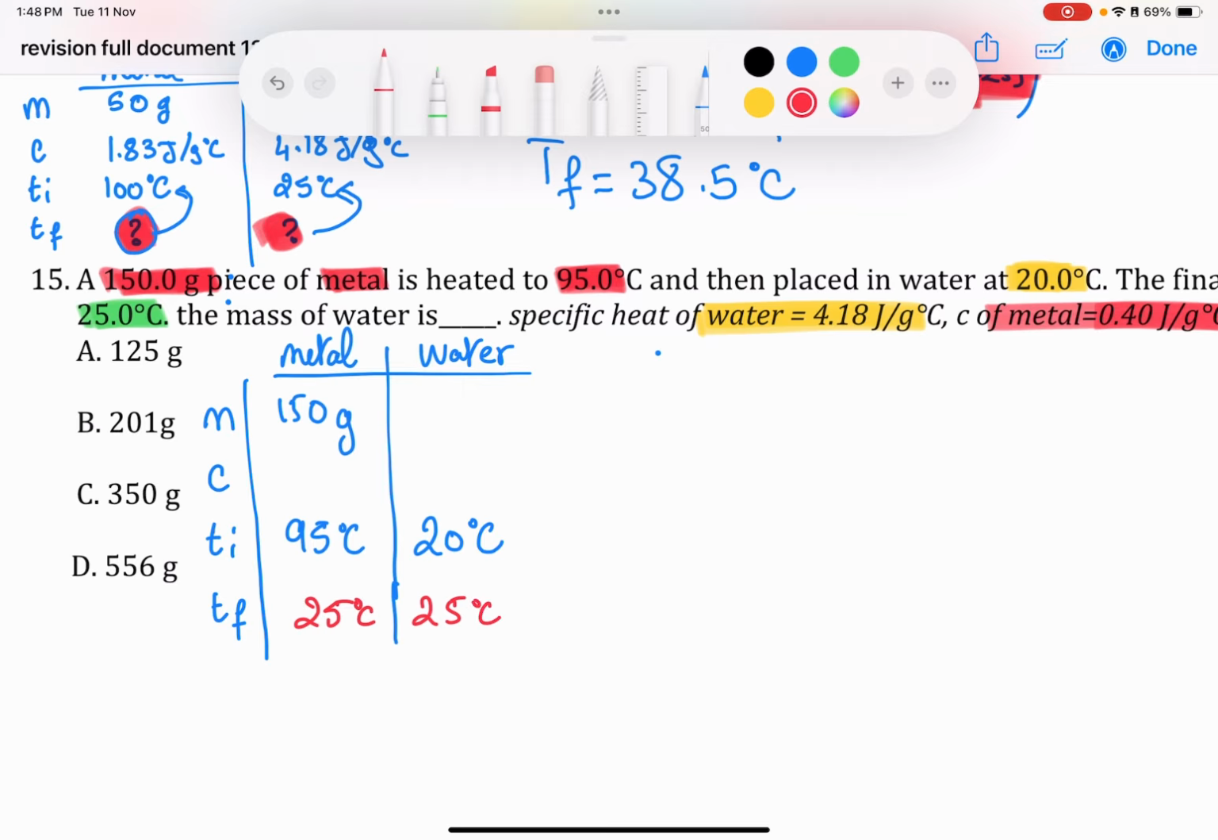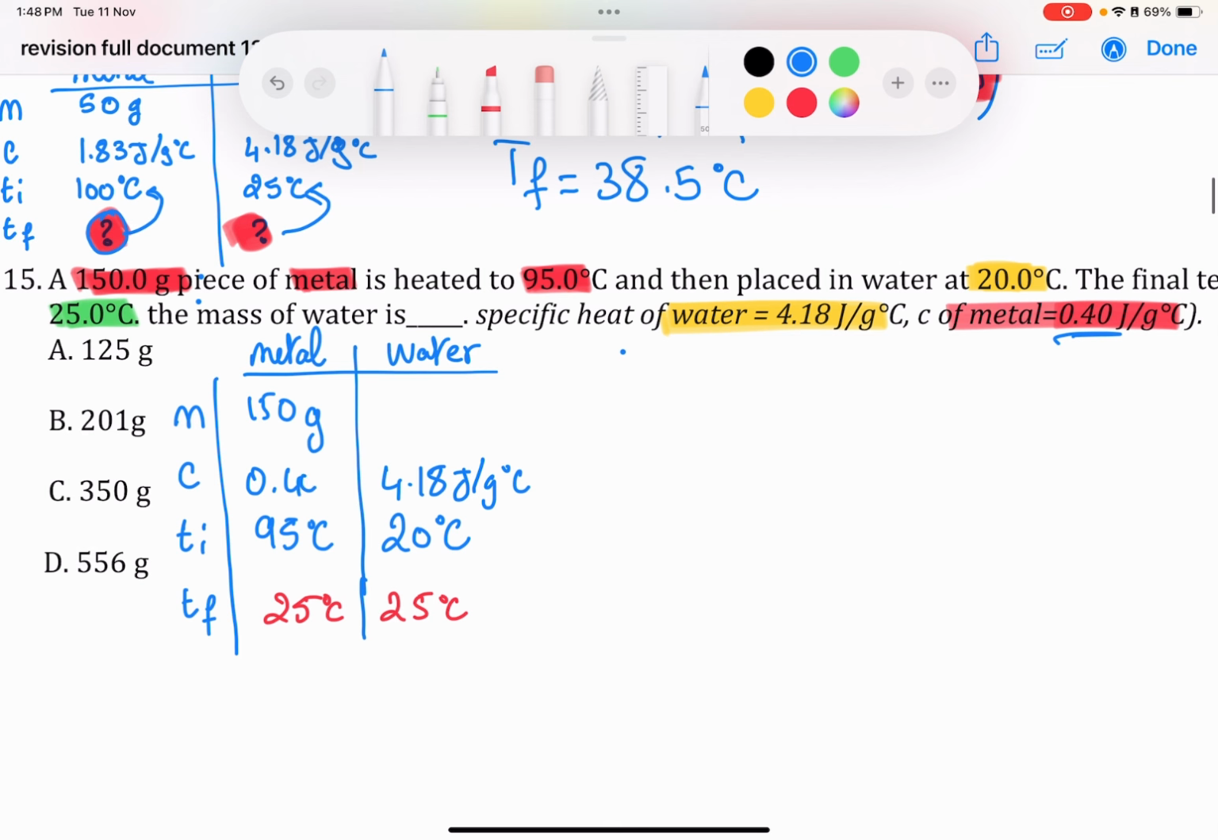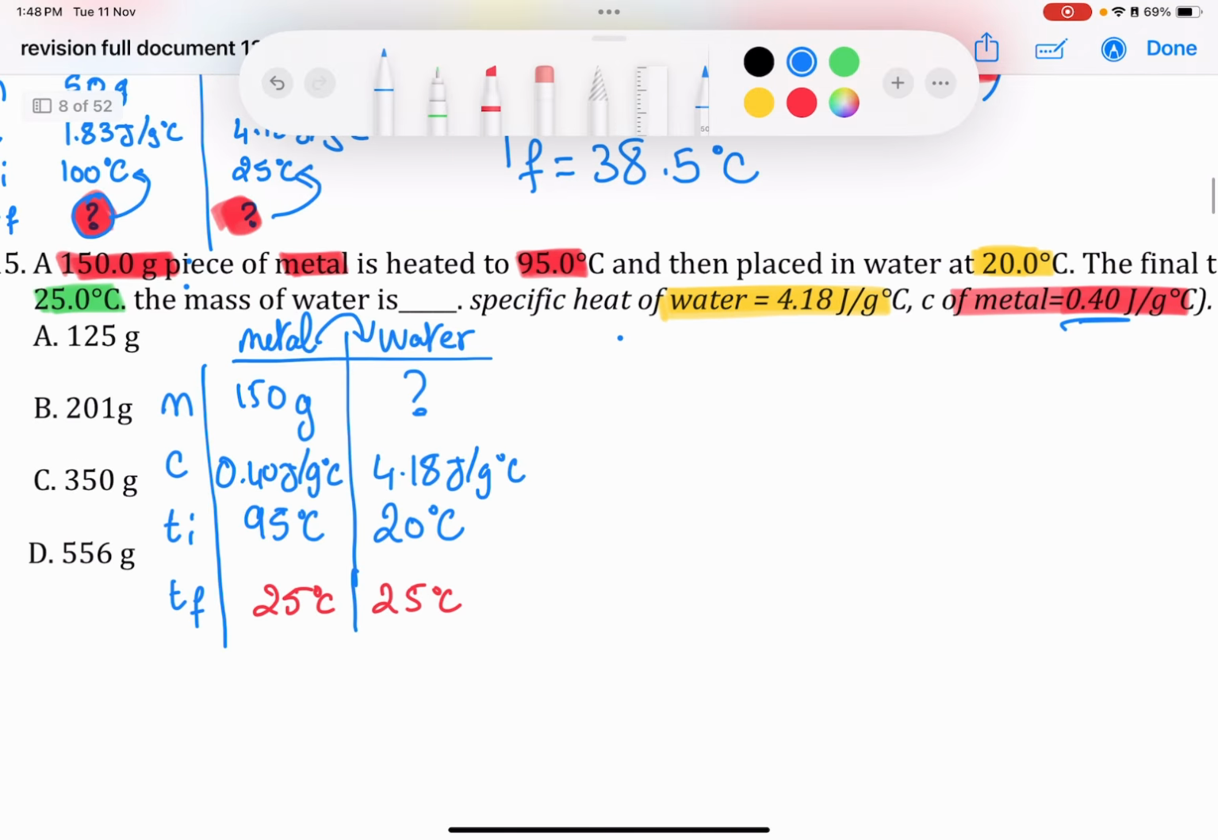Now, specific heat capacity of water, 4.18 joule per gram Celsius, and that of the metal, 0.40 joule per gram Celsius. This is the unknown. So, the heat lost by the metal is equal to the heat gained by the water. Whatever heat is lost from the metal is going to go to the water. So I can write this formula: Q metal equals Q water. But the heat is lost by the metal and gained by the water.